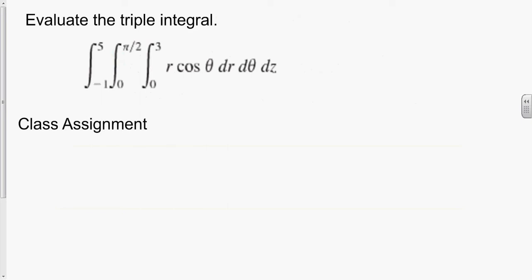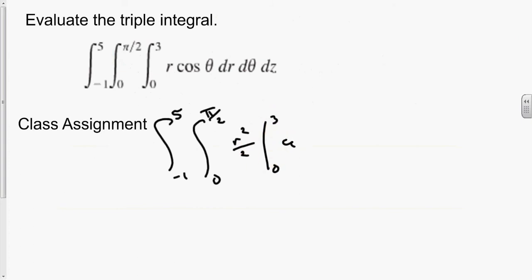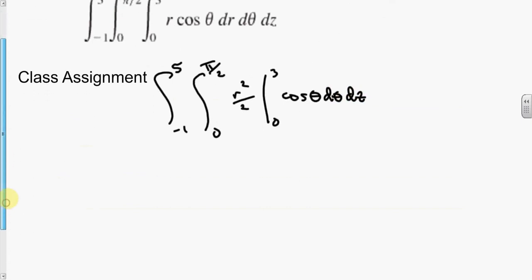The neat thing about this triple integral is that it's set up for you. So here you just integrate. So should make it a whole lot easier for us. So this is the integral from -1 to 5, the integral from 0 to pi over 2. Integrate first with respect to r. So this is r squared over 2. R is evaluated from 0 to 3. You have that cosine theta, d theta, dz.